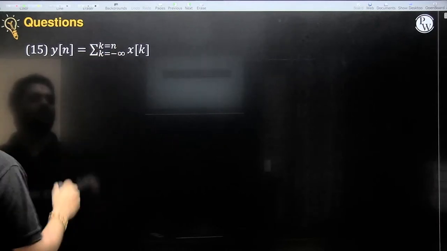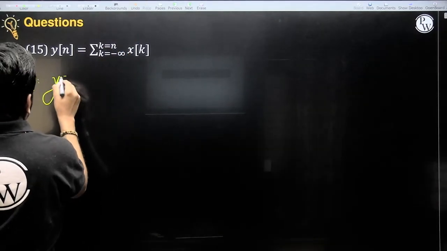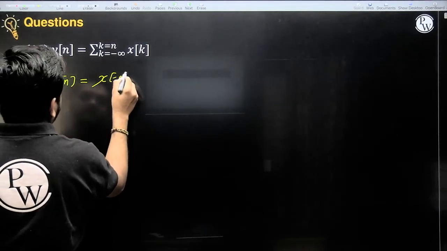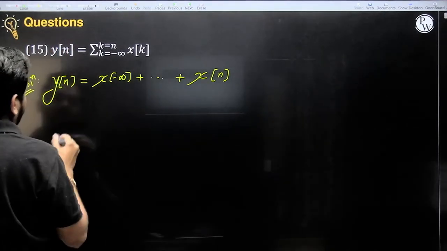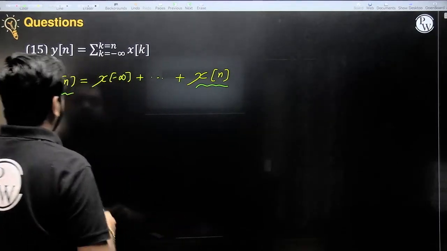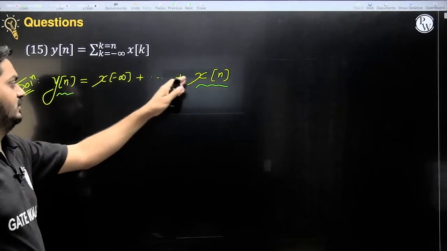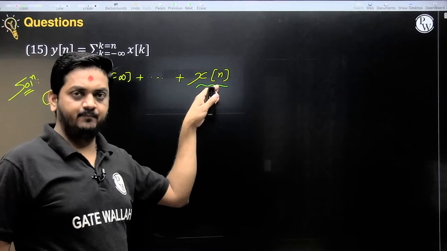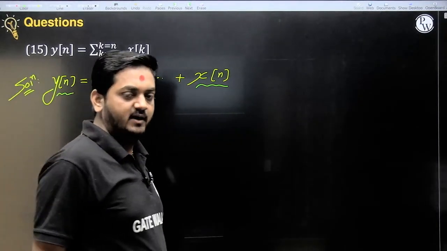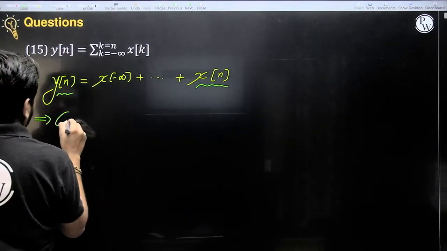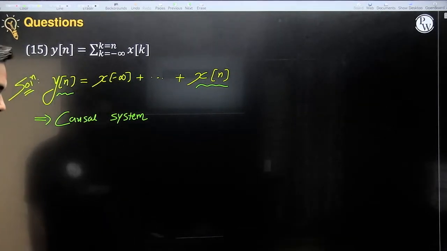Now summation from minus infinity to n of x of k. So y of n is x of minus infinity, and so on, up to x of n, guys, correct? So we can see this is y of n and this is x of n only. So of course the present output depends on the present input, and all these others are past inputs. X of n is present, y of n is present. With respect to this, all these are past inputs. So the present output depends on the present input and past inputs of the given system. That's why the given system is said to be a causal system.